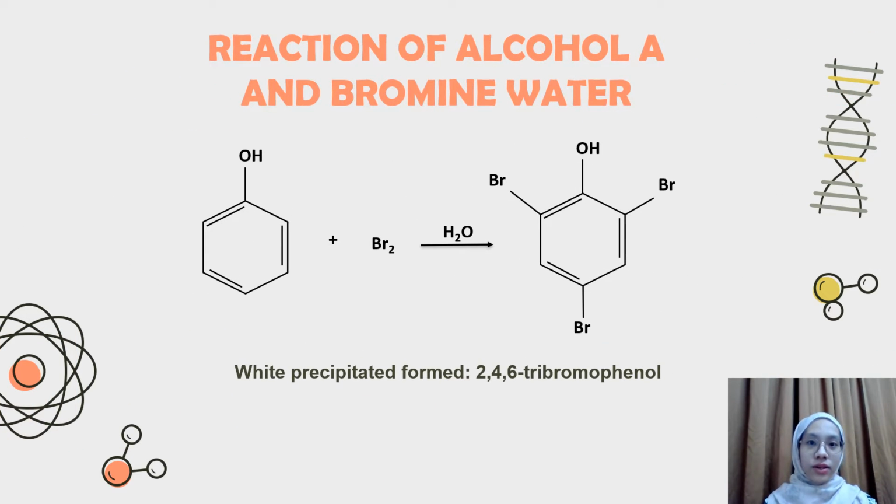Next is the reaction of phenol and bromine water. When phenol reacts with bromine water, a white precipitate will be formed, which is 2,4,6-tribromophenol.